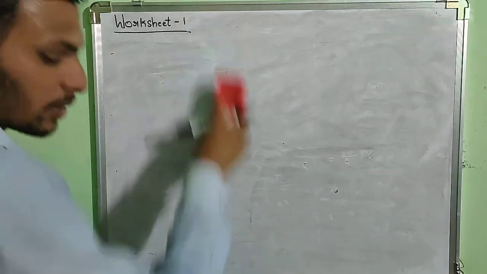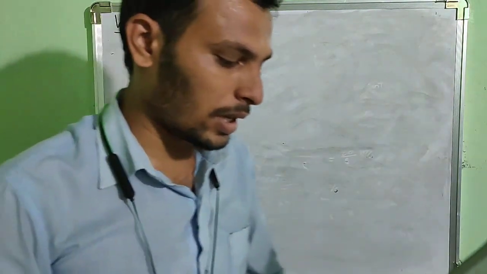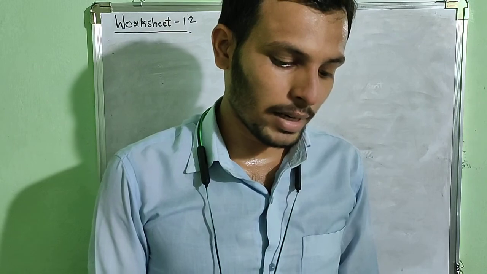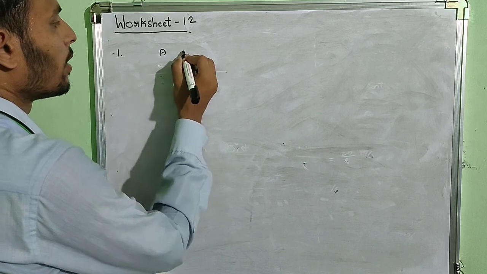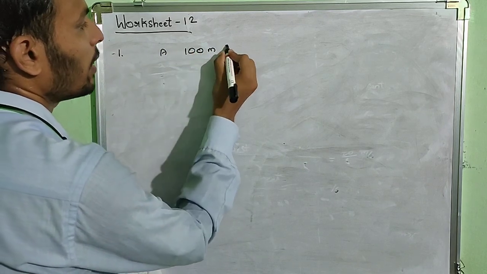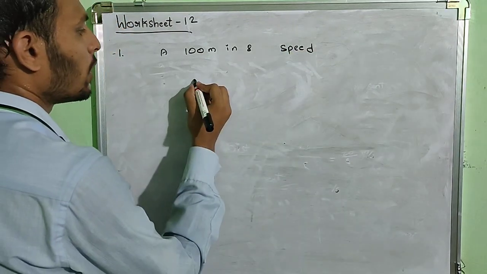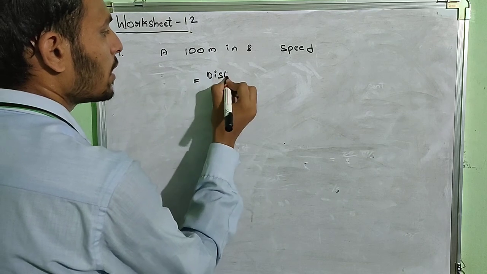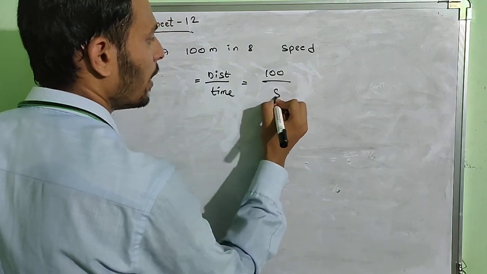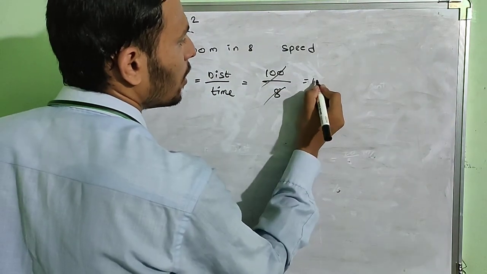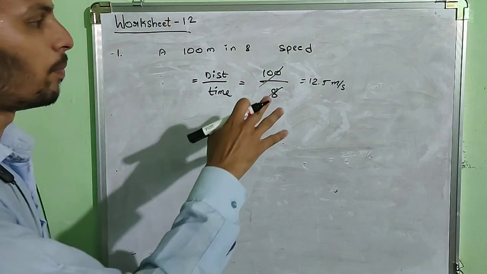So this is about the question worksheet 11. Now let us see worksheet number 12. In the first question, a student can run 100 meters in 8 seconds, and he has to find the speed. We know that speed is equal to distance by time. So 100 divided by 8, we'll get 12.5 meter per second.